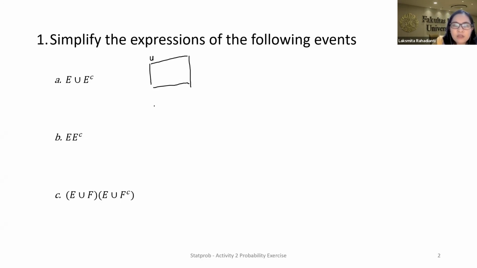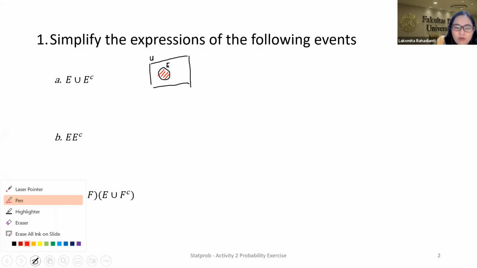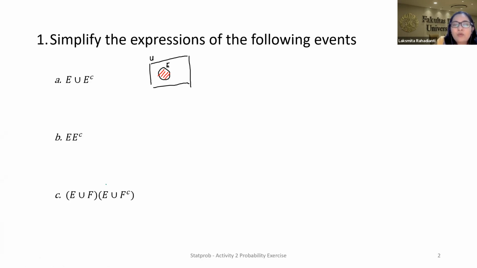This is my universe. I have a set E, for example, and I want to denote E first, just to make ourselves clear. This is E. Everything in this circle is E. And I also want to know E complement. So remember, E complement is everything except E. There you go.